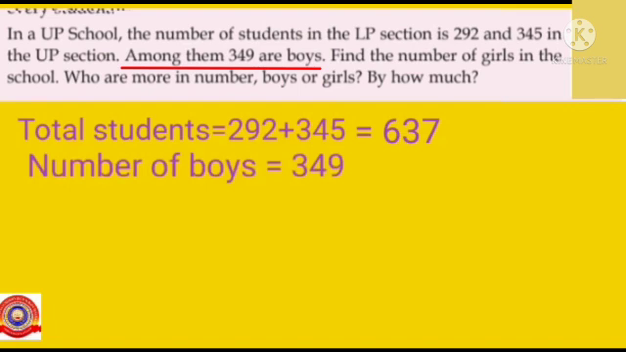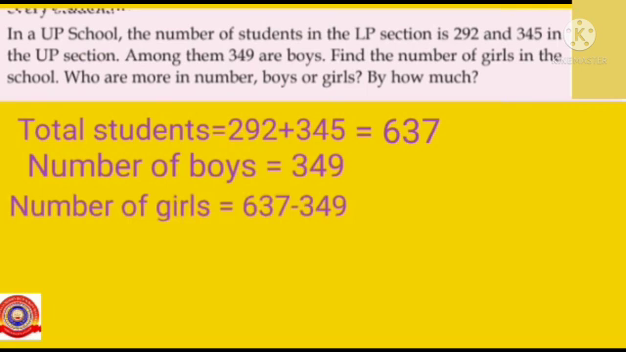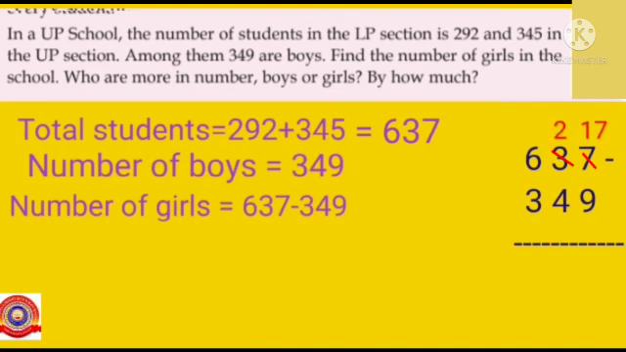Then we have to find out the number of girls. For that we have to subtract number of boys from total students. That is 637 minus 349. Here 7 becomes 17 and 3 becomes 2. 17 minus 9, 8. Then 2 becomes 12 and 6 becomes 5. 12 minus 4, 8. 5 minus 3, 2. So number of girls equals 288.